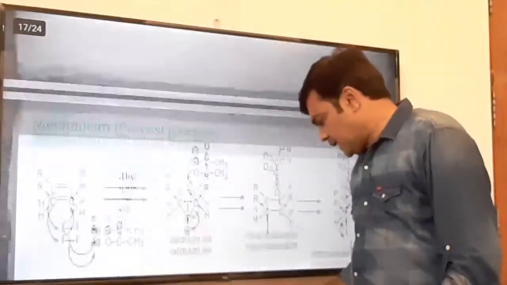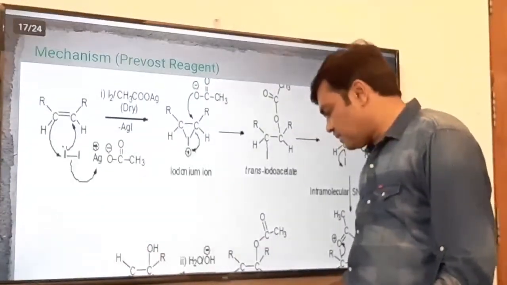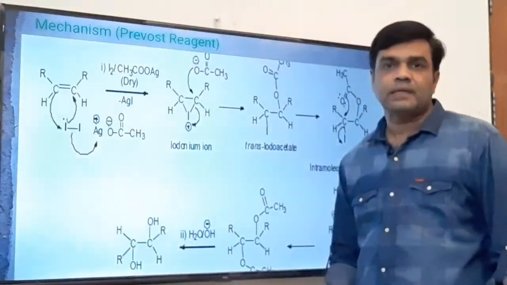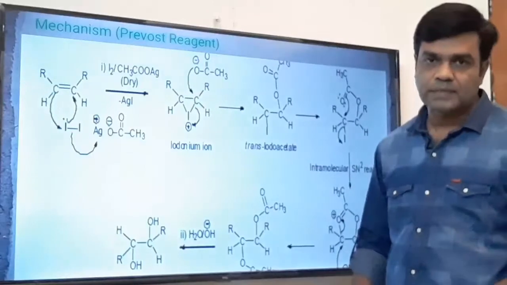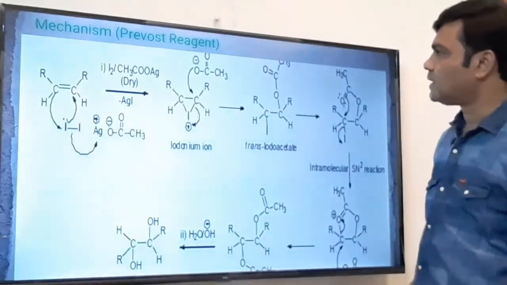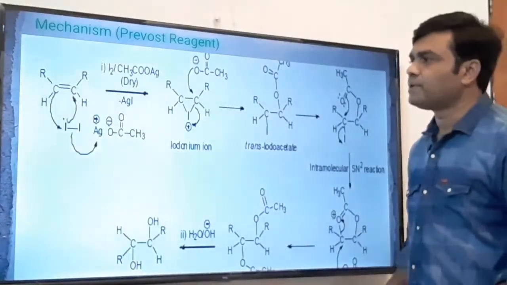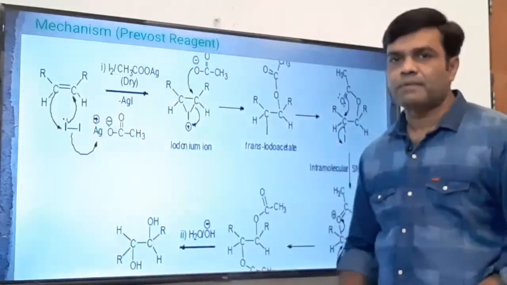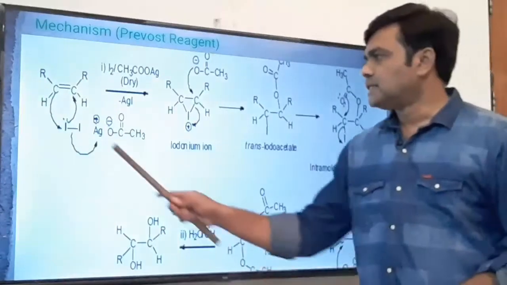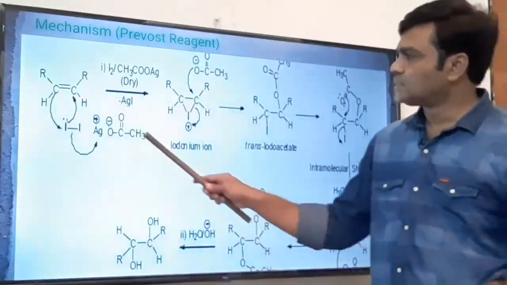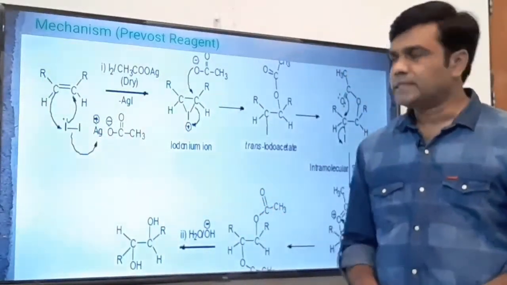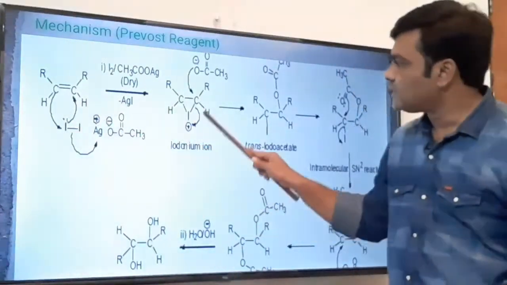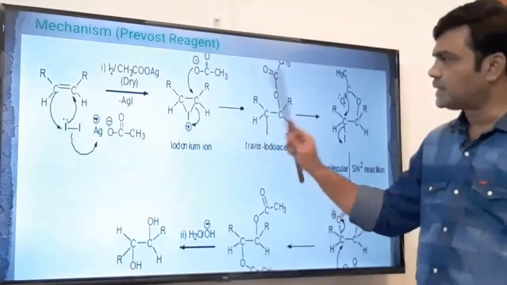Okay. Now see the mechanism of this trans diol formation by using iodine and silver salt of carboxylic acid in dry condition, which is also called a saponification reaction. See, this is our alkene having the cis stereochemistry. This is iodine. This is a silver salt of acetic acid. And see what happens here. In the first step, the formation of an iodinium ion takes place.